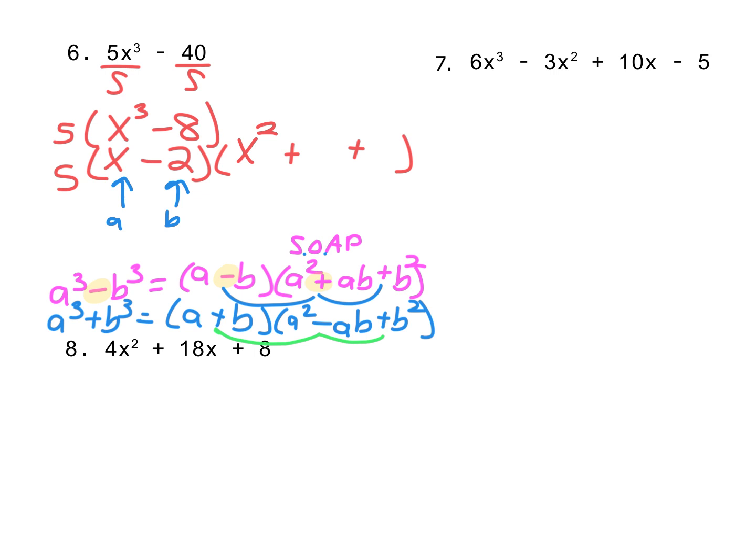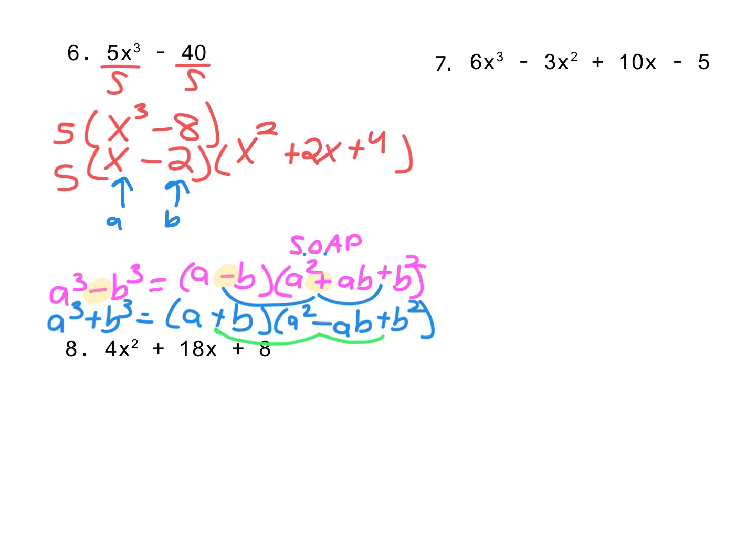AB is the middle term. I'm going to multiply x times 2, and I can ignore the signs because they're fixed. X times 2 is the same as 2x. My last term is b squared. If b is 2, 2 times 2 is 4.